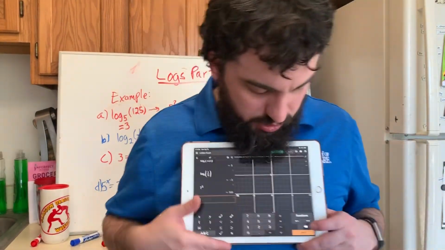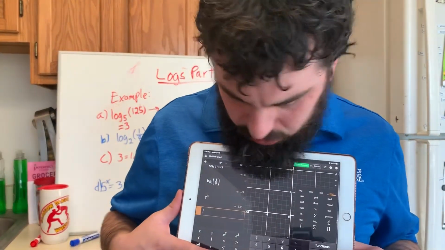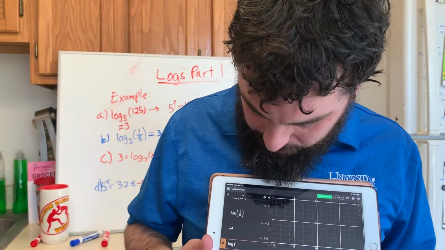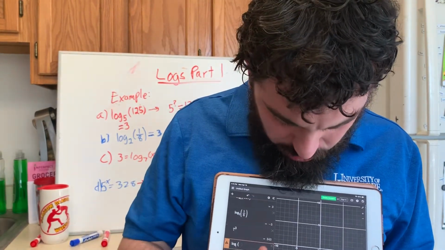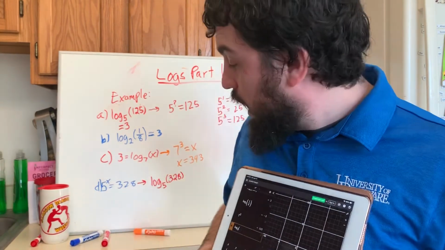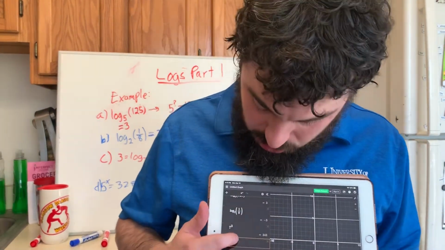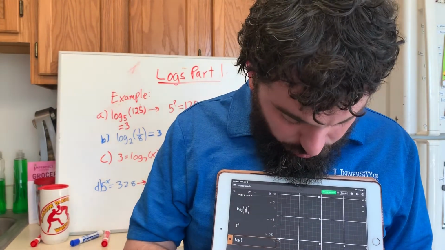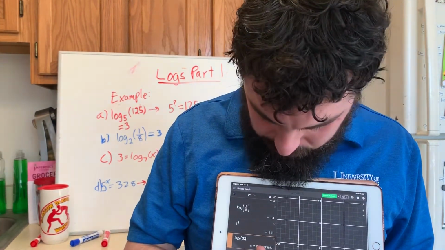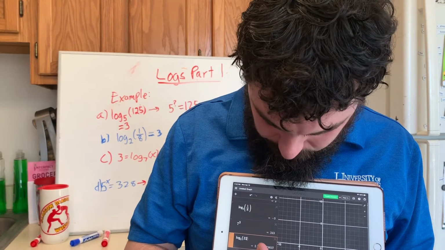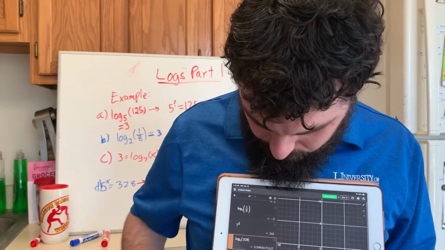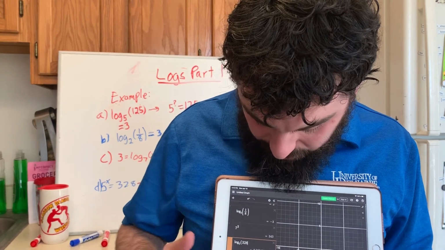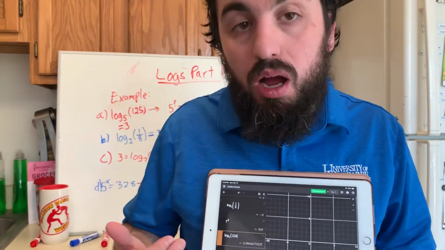So, again, I go into functions. I go under miscellaneous, log base A. Now down here in the subscript area, I'm going to put 5 because that's what my base is. And over here in the parentheses, I said 328. There we go. So I got 3.5994. I was a little bit off.